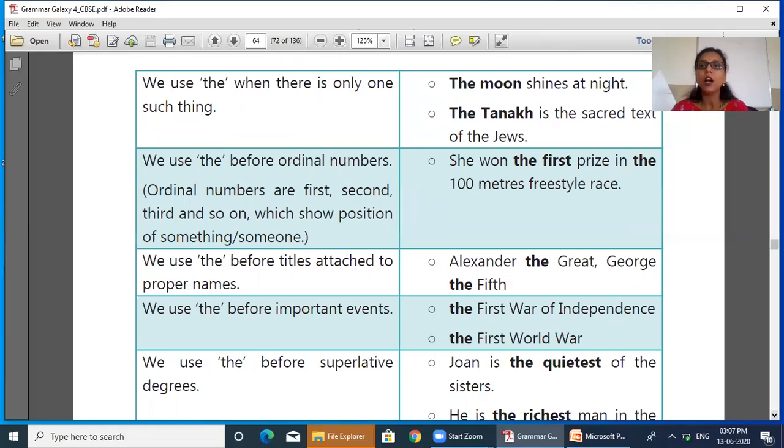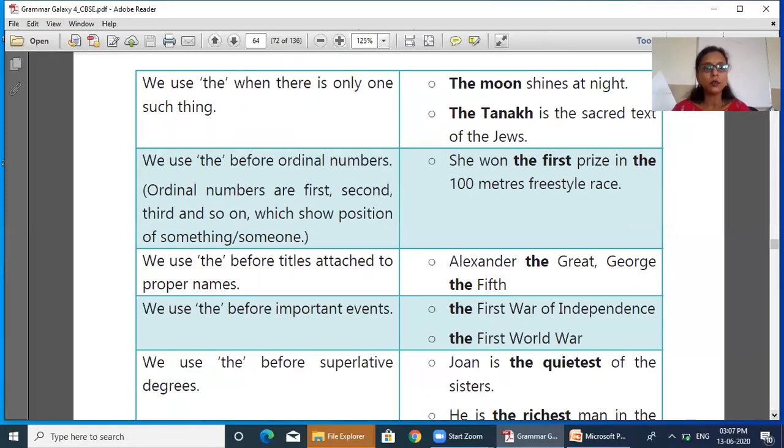That's why. The Tanakh is the sacred text of the Jews. It is a one of a kind book, particularly that one book we are talking about. Okay? One of a kind. So earth is one of a kind. The earth, we say. The sun. Understood? Okay. Let's move on to the next rule.